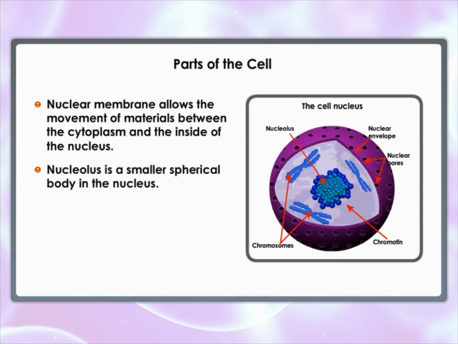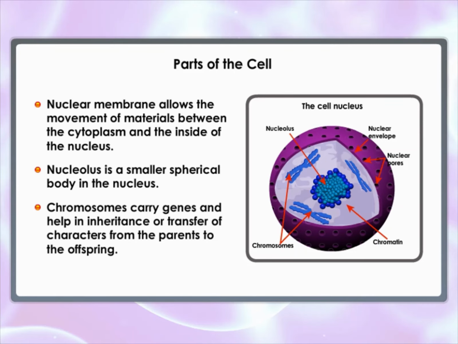With a microscope of higher magnification, we can see a smaller spherical body in the nucleus. It's called the nucleolus. In addition, nucleus contains thread-like structures called the chromosomes. These carry genes and help in the inheritance or transfer of characteristics from the parent to the offspring. The chromosomes can be seen only when the cell divides. Nucleus, in addition to its role in inheritance, acts as the control center of the activities of the cell.